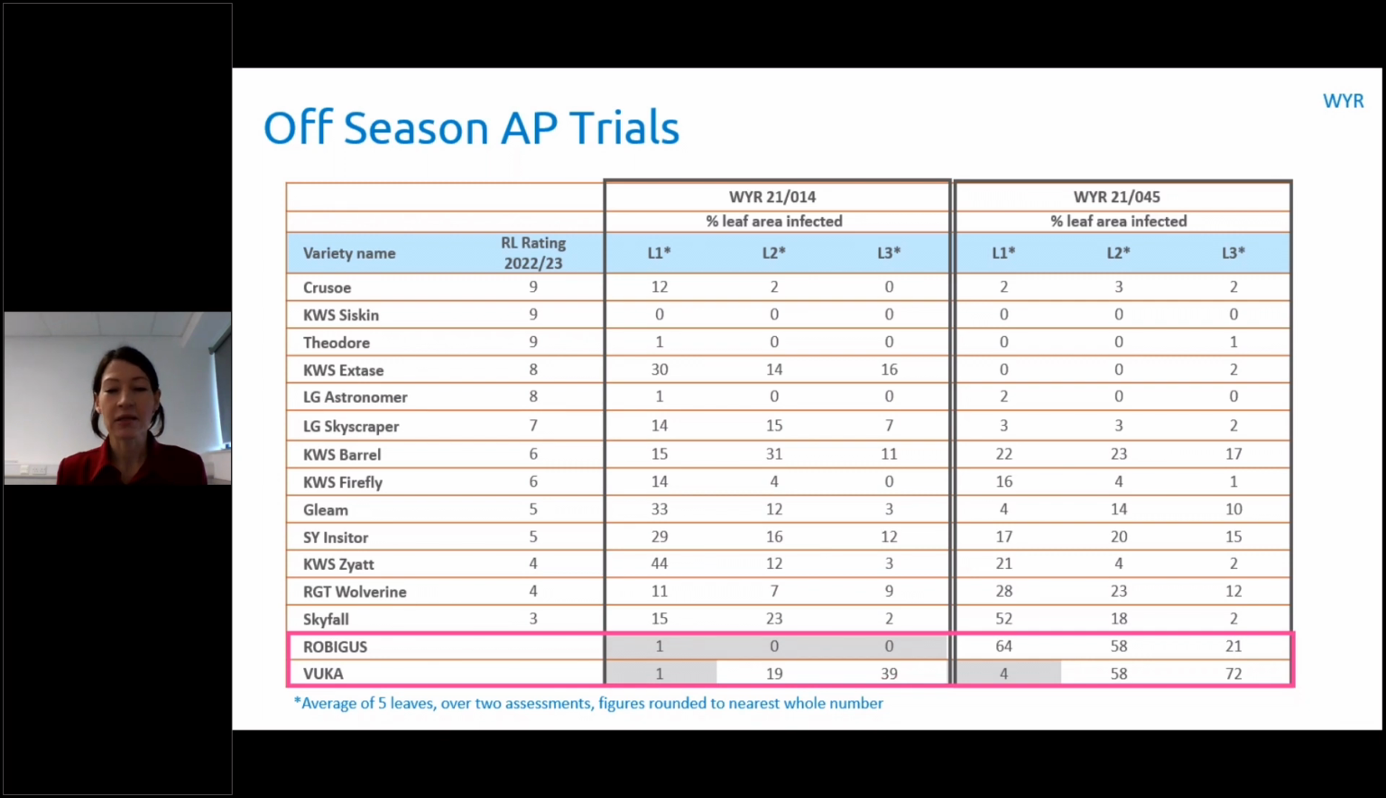And VUCA, you can see that one's in grey for leaf 1, and that's because VUCA didn't actually reach growth stage 39 by the time I did my first inoculation. And although I did inoculate them twice, the flag leaf had only just come out, and by the time I'd finished scoring, it still hadn't developed. But if you have a look at VUCA with 2145 on leaf 2 and leaf 3, I can see that the inoculations did work because we were seeing up to 58 and 72%.